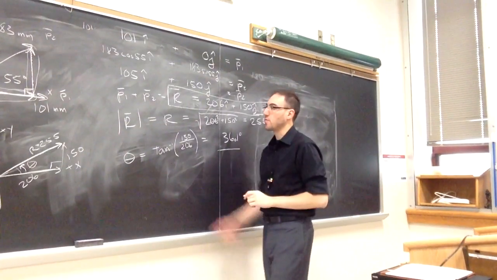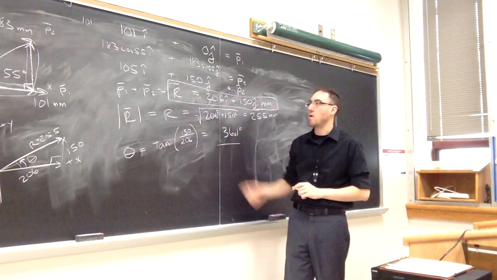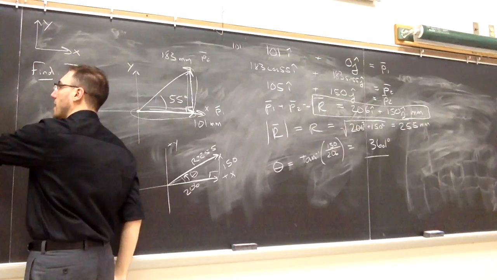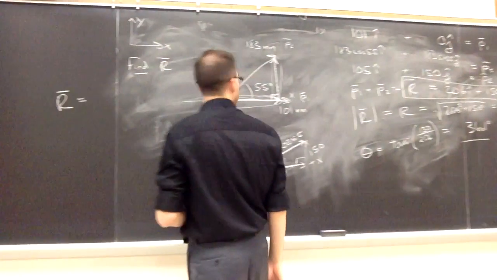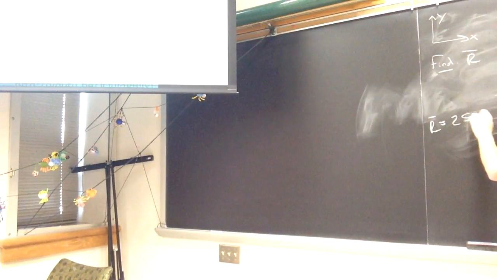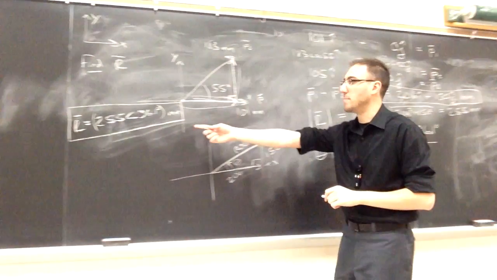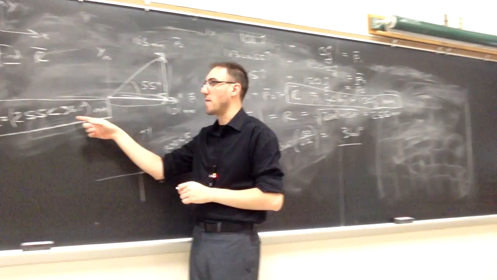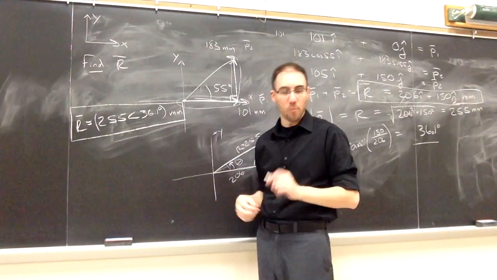So an alternate way to write, we already found r bar, or the vector r, in Cartesian component form. Alternatively, we can write it in polar form. It's equivalent, just expressed differently, as 255 angle 36.1 millimeters. So same vector expressed in polar, expressed in Cartesian coordinates. Specifically, though, this question was asking for the polar answer, so this is the answer we would want to report.